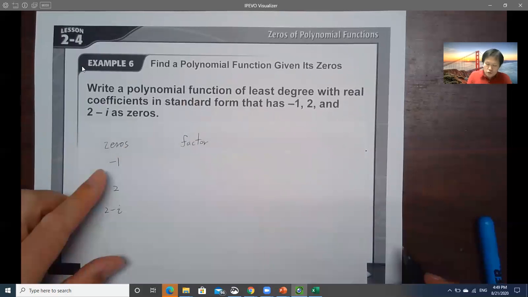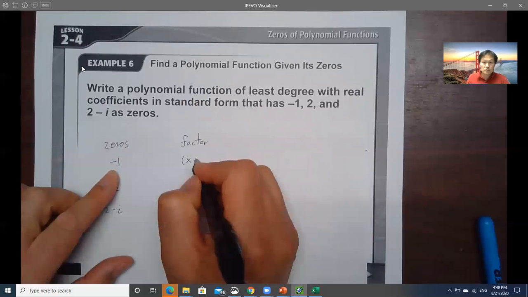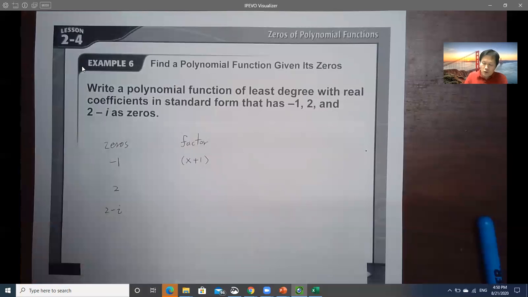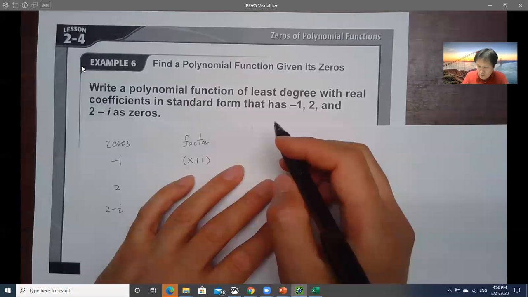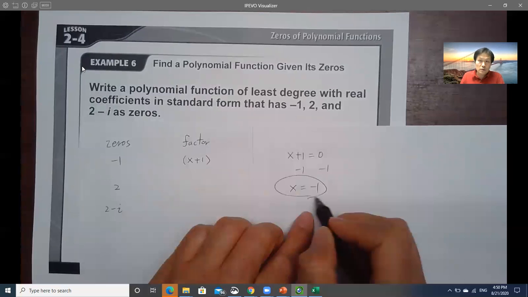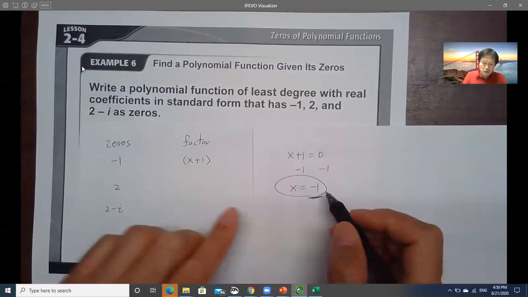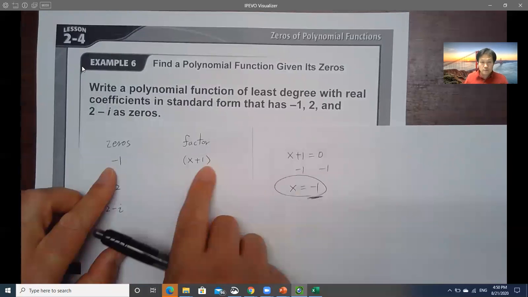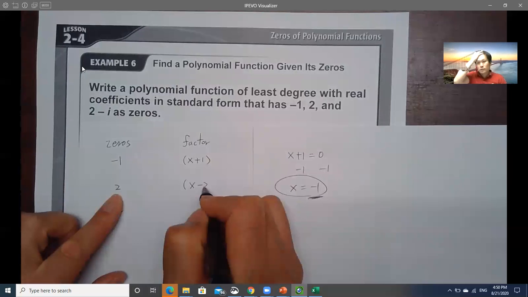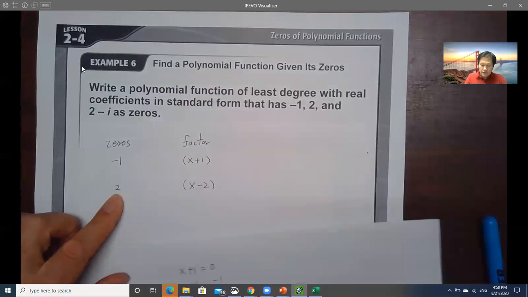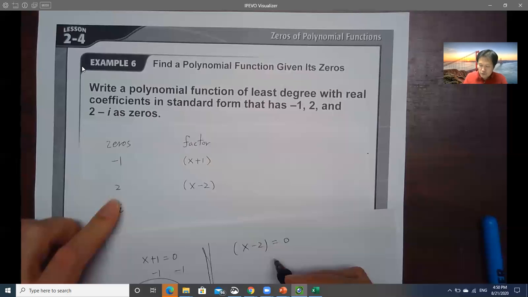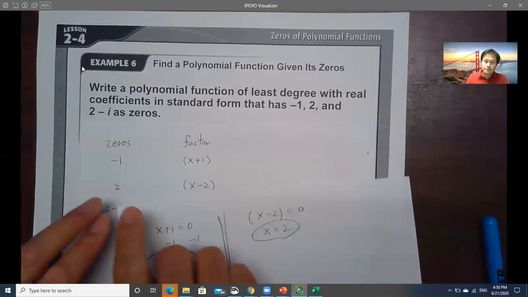To get the zero -1, you should have x plus 1 as a factor. You might ask why. Well, when you set x plus 1 equal to 0 and solve for x, you get x equal to -1. If the zero is 2, you should have x minus 2 as a factor for the same reason: set x minus 2 equal to 0, add 2 to both sides, and you end up with a zero of 2.